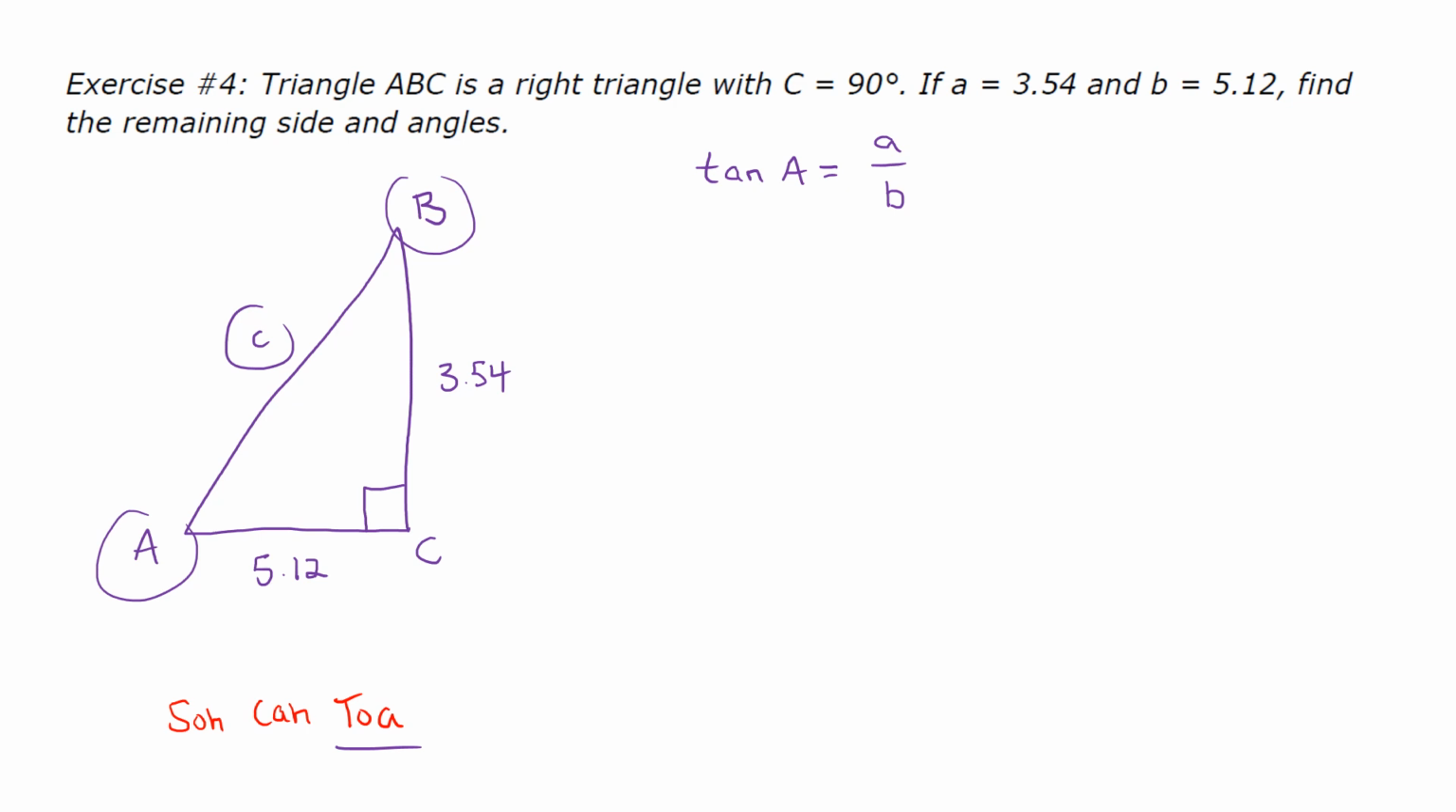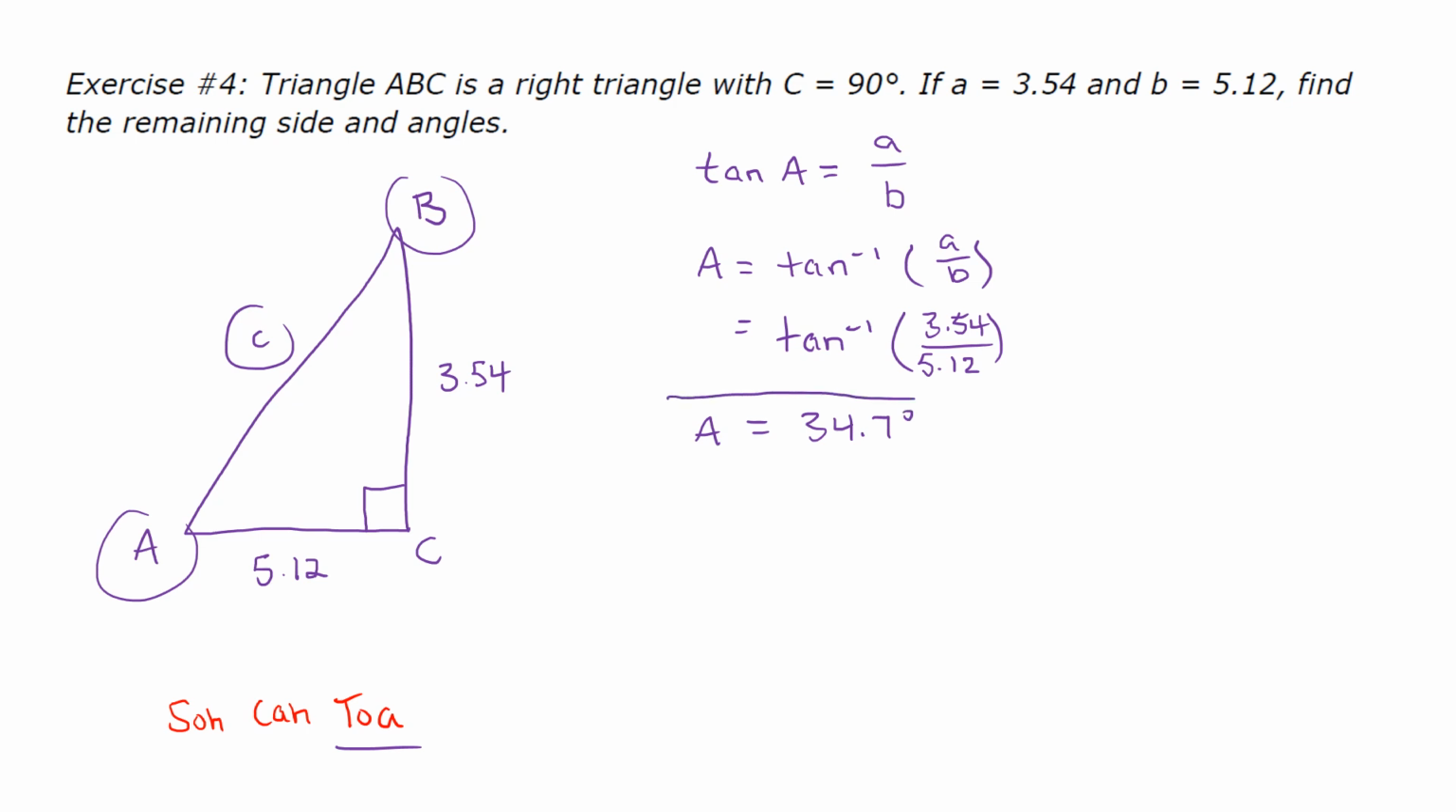If I wanted to find angle A, I would take the inverse tan of A over B. Now I know what A is, which is 3.54, and I know what B is, which is 5.12. Entering that into my calculator, I'm going to get 34.7 degrees. I want to round to 3 significant digits.